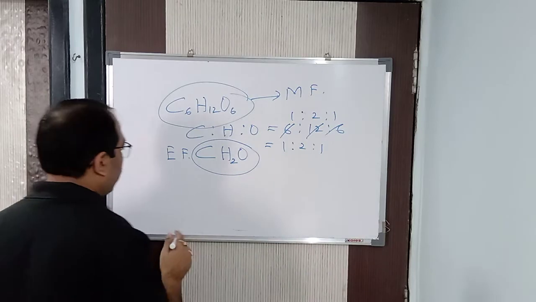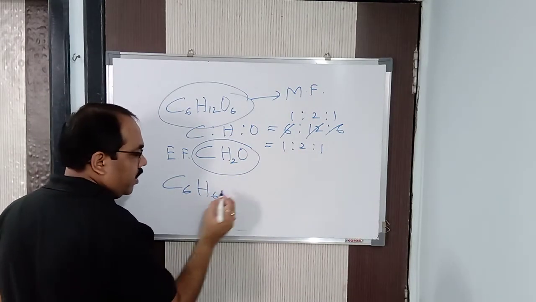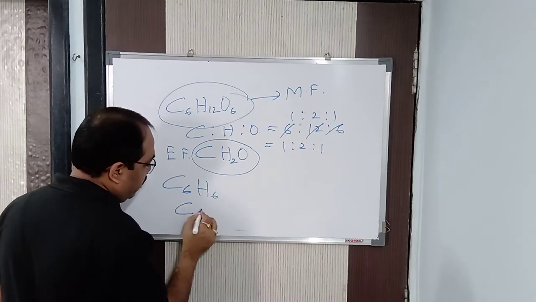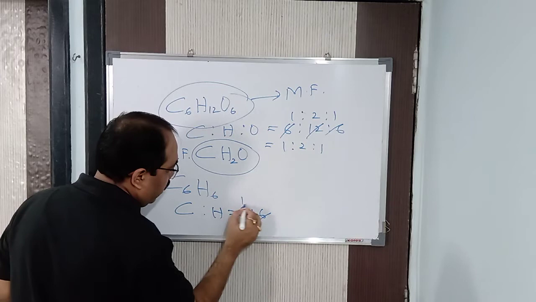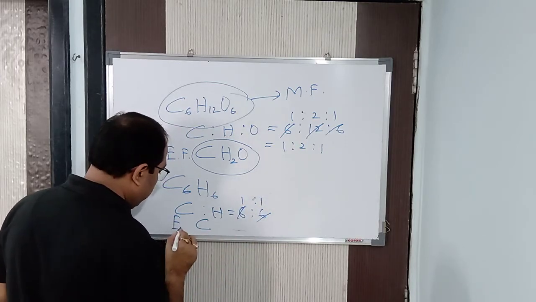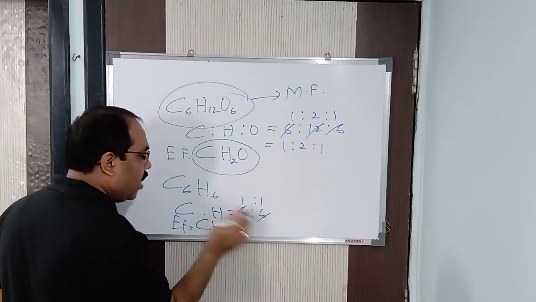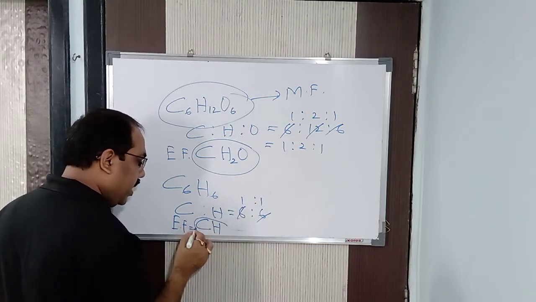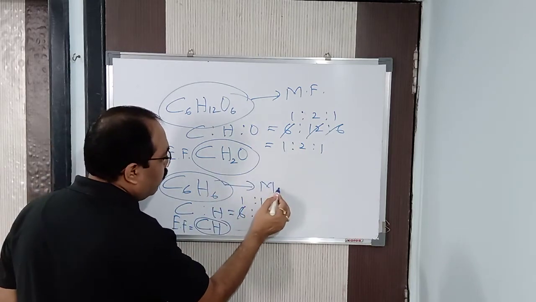Let me give you one more example. Let me take here C6H6. If I take the ratio of carbon to hydrogen, 6:6, it will be nothing but 1:1. So what do I get as the empirical formula? I get CH, because the ratio is 1:1. So this is the empirical formula of what? Benzene. And C6H6 is the molecular formula of benzene.